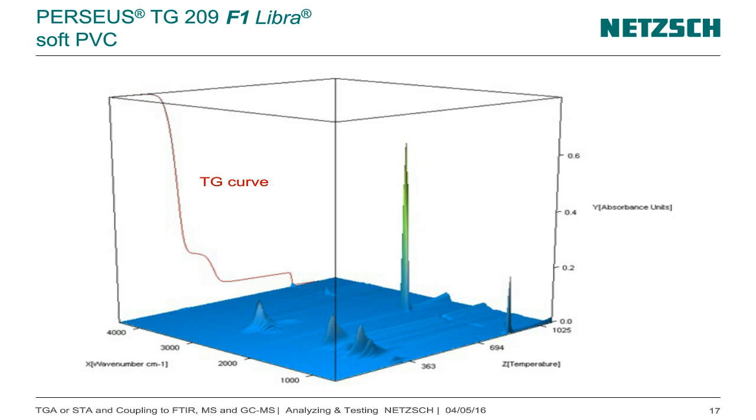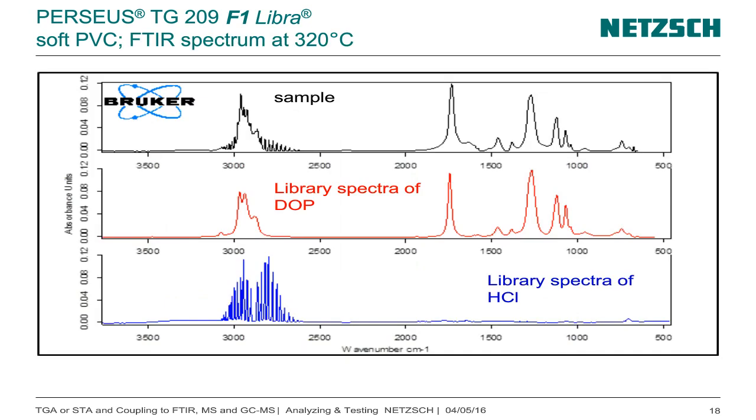If you take, for example, the measured spectrum at 320 degrees C, you can go to the library, and in the library it's easy to identify the DOP, the dioctyl phthalate, which is in the sample for softening. Nowadays it's not allowed anymore, but in former days it was often used. And you see the evolution of the hydrogen chloride.